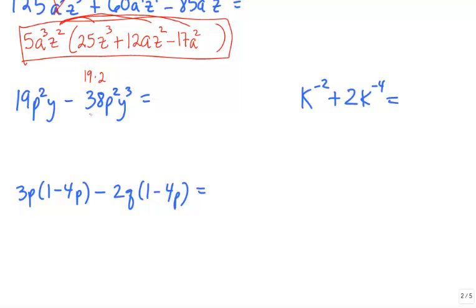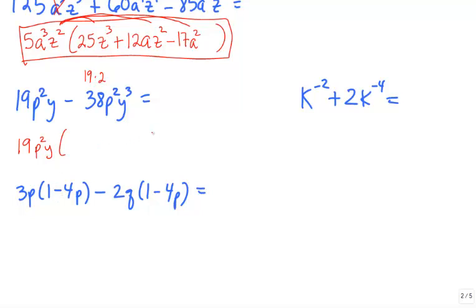So what's my GCF going to be? Well, I know 19 goes into both of these numbers, so I know I can pull out a 19. They both have exactly the same p's, a p squared, so I can pull out a p squared. And I have a y and a y cubed. For your GCF, you're always using the smaller of the two powers, so I'm going to pull out a y.